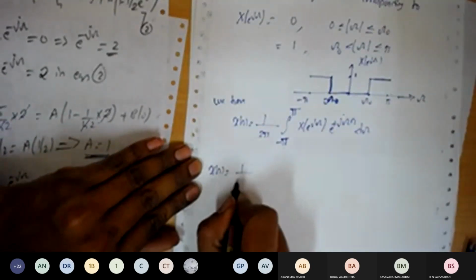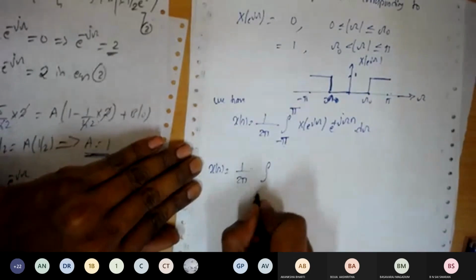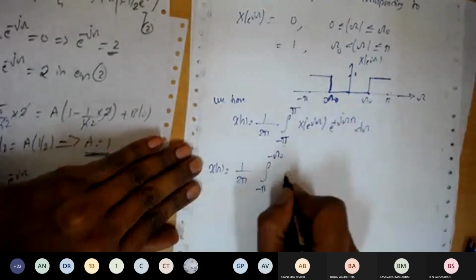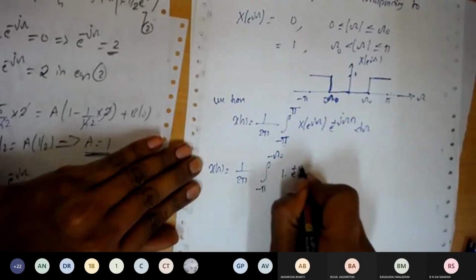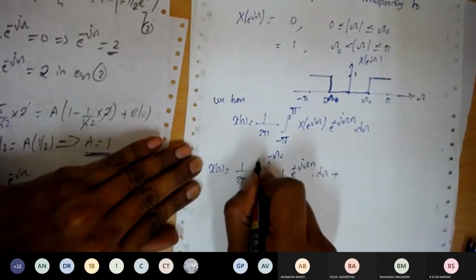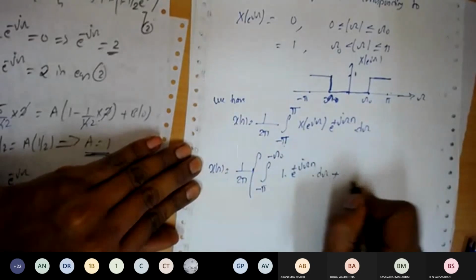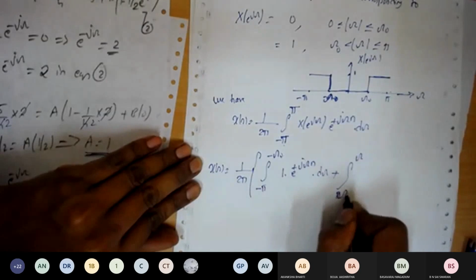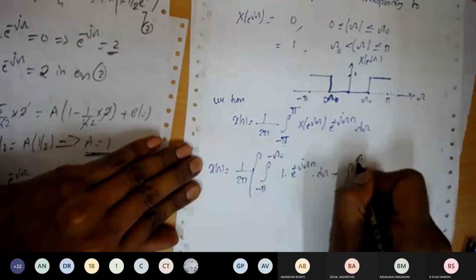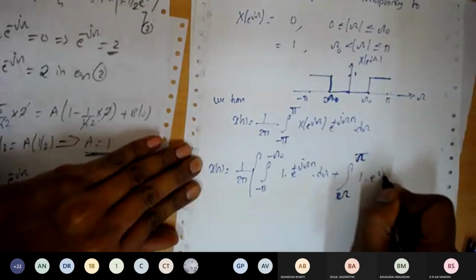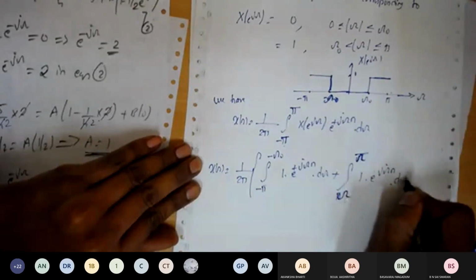x of n is equal to 1 over 2 pi, the integral from minus pi to minus omega naught of 1 into e to the power of plus j omega n d omega, plus, so this 1 by 2 pi is there for both, again from omega naught to pi, 1 into e to the power of plus j omega n d omega.